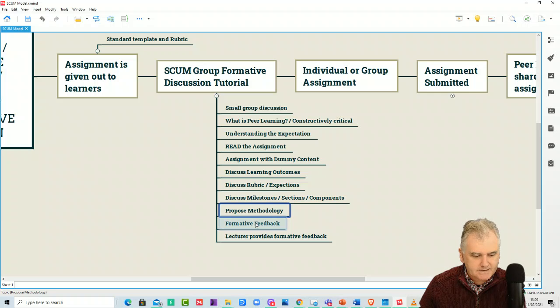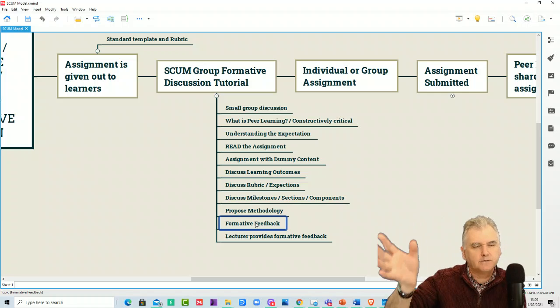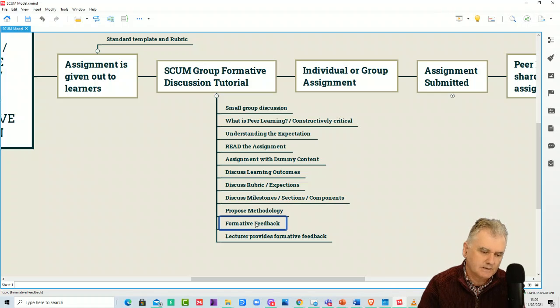And in that whole process, people are giving themselves formative feedback, but also the lecturer can dip in as well and say, you'd need to include this, or that would need to be included. So the whole idea behind these small group discussions isn't to sit down and say, what's the answer here? But it's how would you approach it?